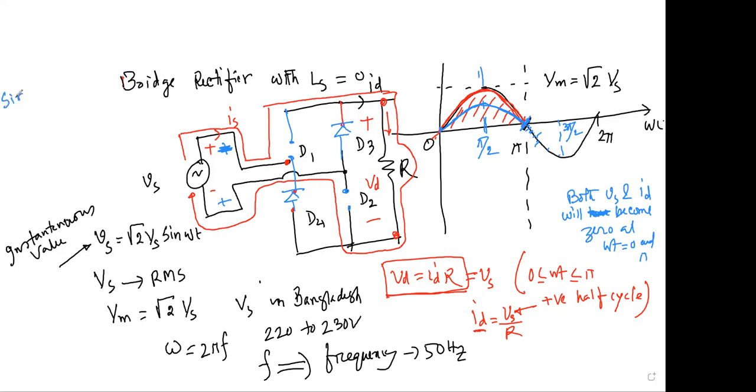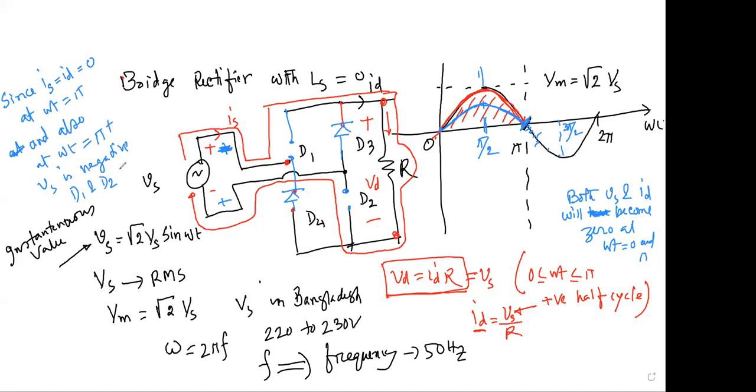Let me write that. Since I is equal to ID equal to 0 at omega t equal to pi, and also at omega t equal to pi plus, Vs is negative, D1 and D2 must be off. You got my point?